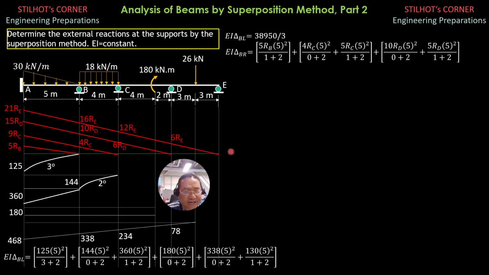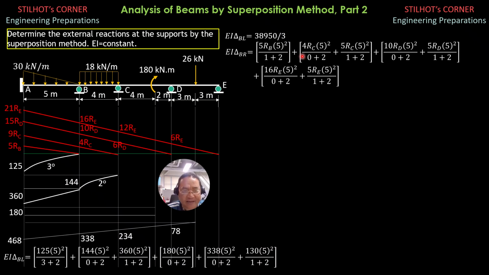Next for RE, so it is just this portion. We have a couple 16 RE and 21 minus 16 is 5 RE due to moment at the wall at A due to the concentrated load, which is RE. So for the couple quantity 16 RE, 5 square over 0 plus 2. Then for 5 RE, 5 square over first degree plus 2.